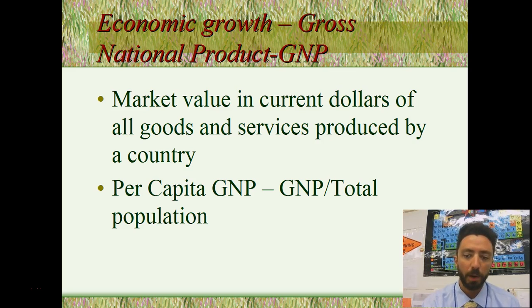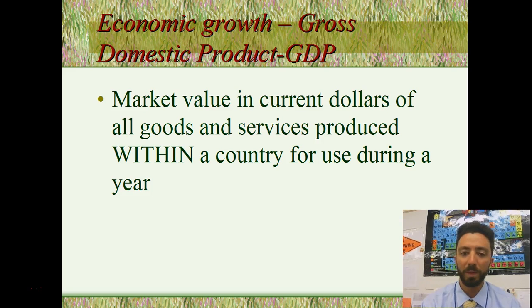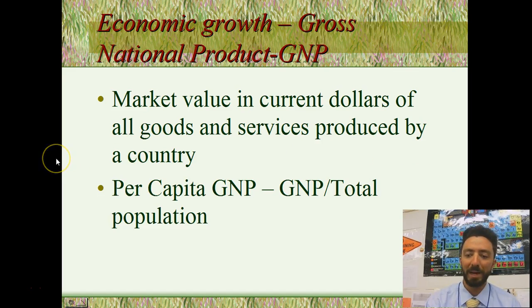GNP is gross national product. It's very similar to GDP, but this is the market value in dollars of all goods and services produced by a country. The difference there is that GDP is produced within the country. GNP can be produced outside of the country. So if you were a citizen of the United States, but you were working overseas, that would be included in the gross national product. Same thing if there was a U.S.-based company that had factories in China, for example, and a lot of our goods say made in China and distributed by a United States company, that would be factored in GNP.